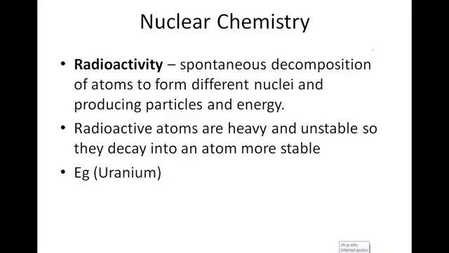An example would be uranium. Uranium is a very unstable isotope, and it decays to form isotopes that are more stable. But in the process of decaying, it lets off particles as well as energy, and that's what we call radiation.